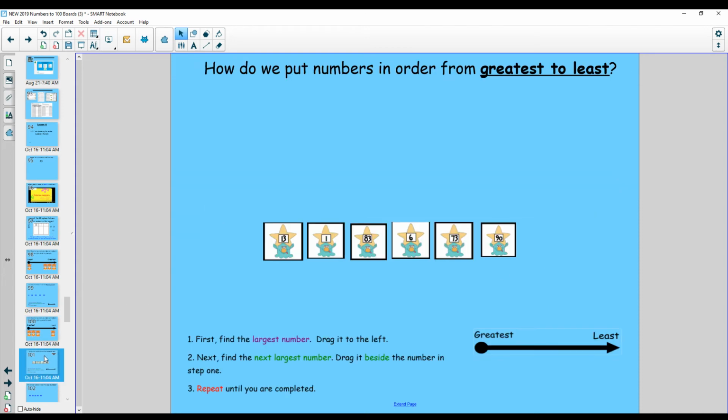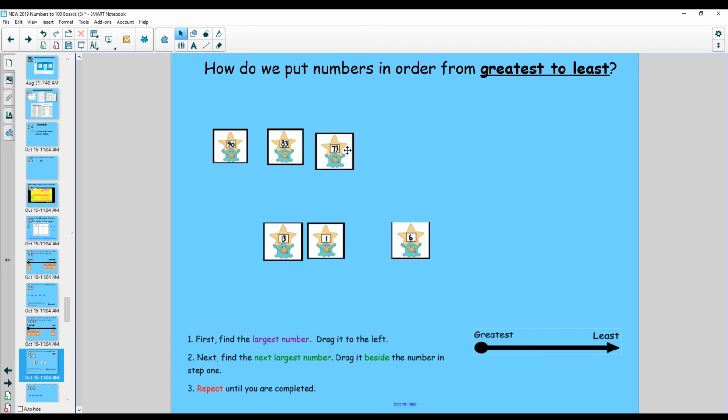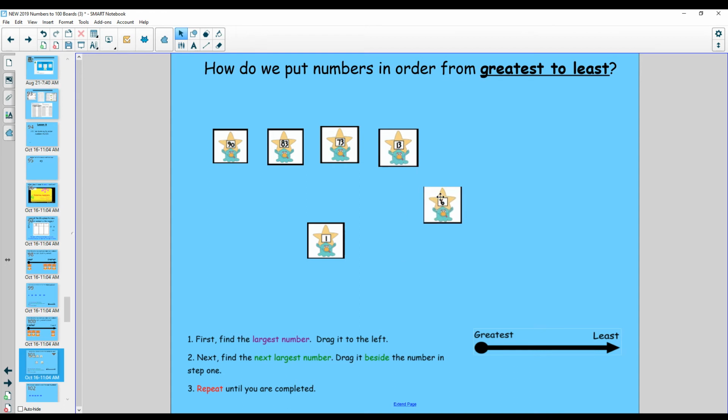Okay, let's practice that. So we're going to find the largest number out of these guys, 90. Good. Then the next one would be 83. You got it. So remember, we're doing from biggest to small, so they're just going to get smaller as we go. 73. Good. 13. You got it. 6 and 1. Good. So we just ordered these numbers from greatest to least, biggest to small.